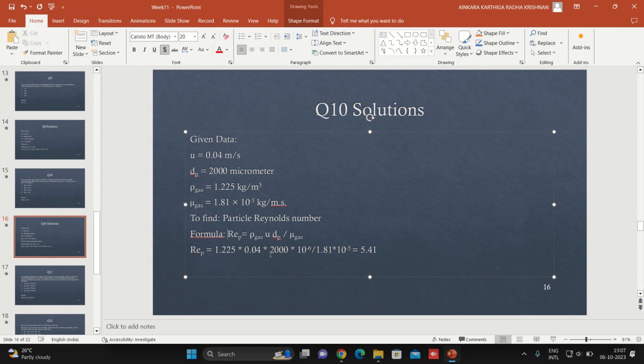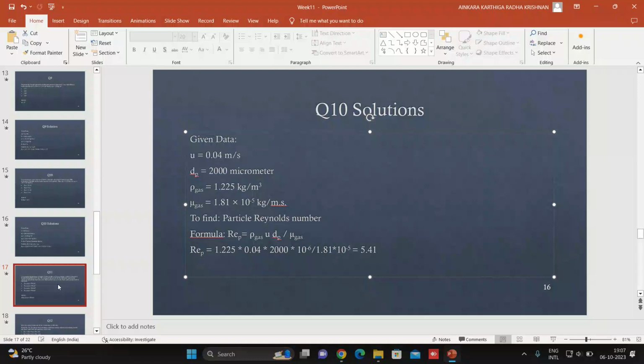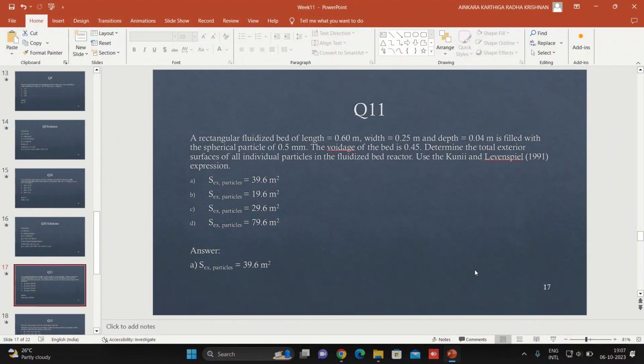So we will now move to question 11. In question 11, it is asked that a fluidized bed of length 0.60 meter, width 0.25 meter and depth 0.04 meter is filled with spherical particles of 0.5 mm. The voidage of the bed is 0.45. Determine the total exterior surface of all particles in the fluidized bed reactor. Use the Kunii and Levenspiel 1991 expression.